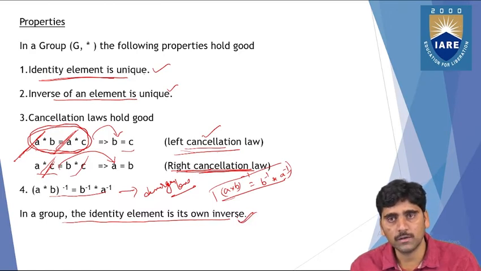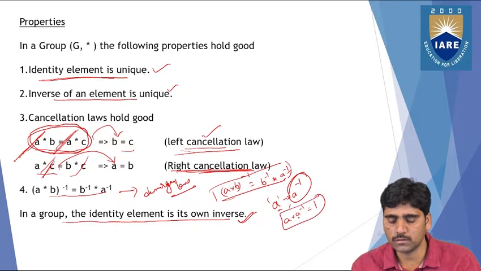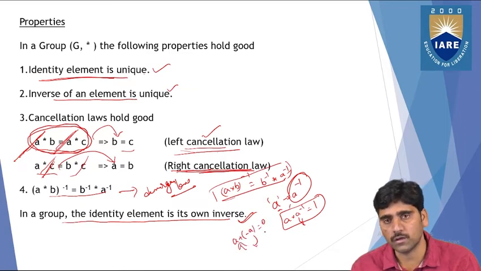The identity element is its own inverse. That means this is an element, and the identity element of this is its own inverse. So A star A inverse equals 1. That is, this is nothing but its own inverse value. Or else you can say A plus of minus A. So here minus A is the own inverse of this value.